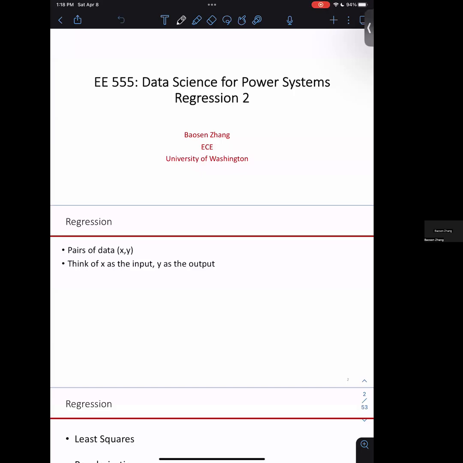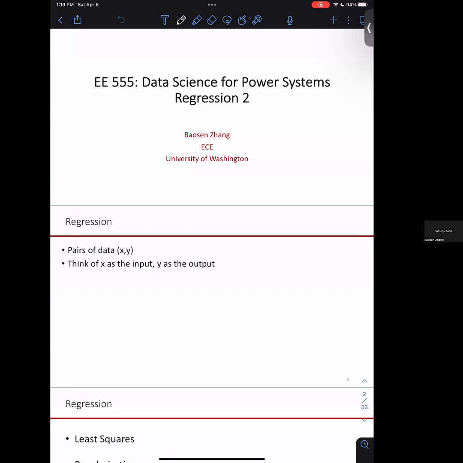Okay, all right. So in this recording, we'll look at regression. Regression is one of the basic topics and one of the basic tools used all through data science, including data science for power systems. Here, regression is normally where you're given pairs of data. You're going to think of X as the input, Y as the output.